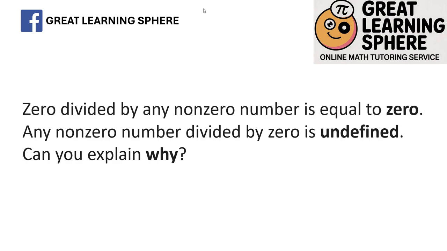0 divided by any non-zero number is equal to 0. Any non-zero number divided by 0 is undefined. Can you explain why? Here we are going to use two basic mathematical concepts to explain why any non-zero number divided by 0 is undefined.